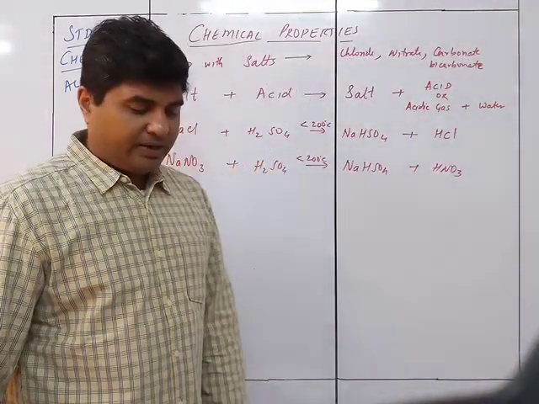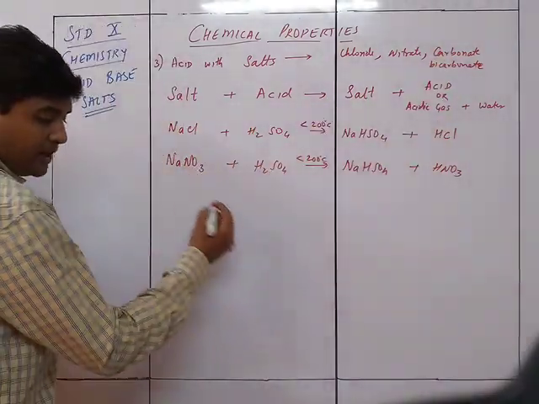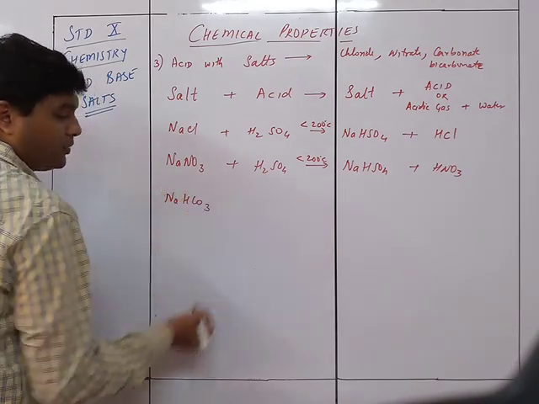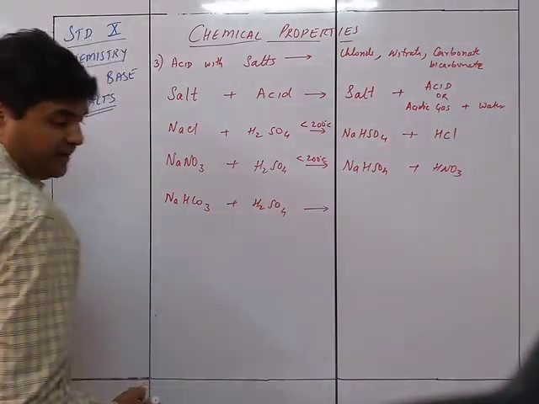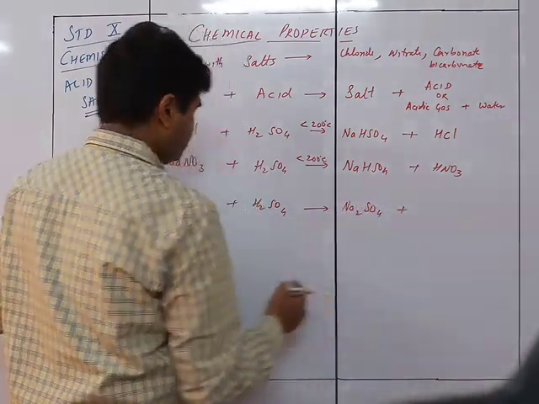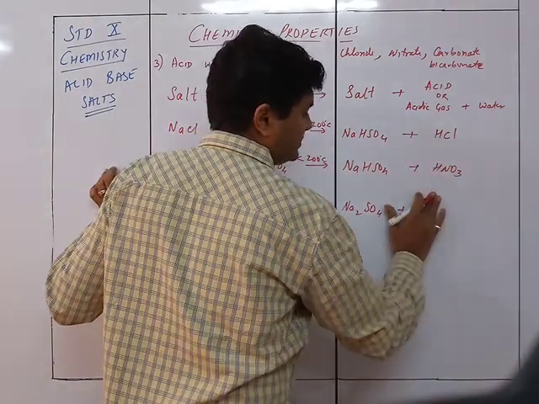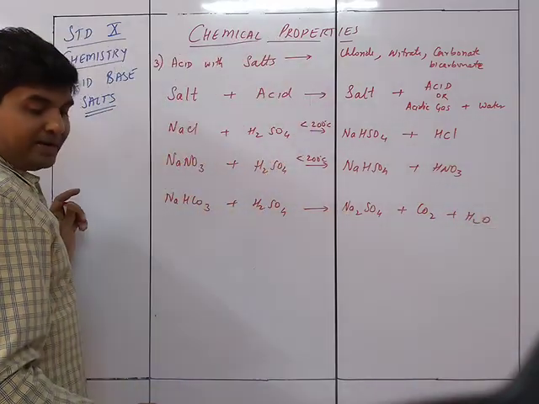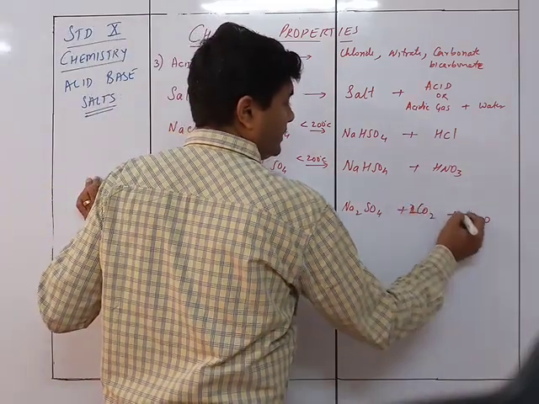Now we come to the next one, carbonates and bicarbonates. So let's see a carbonate and a bicarbonate. First, let's say NaHCO3, a bicarbonate, plus H2SO4. You're going to heat it and you get Na2SO4 plus, carbonates will always give me an acidic gas, that is CO2 plus H2O. You can balance this equation by putting a 2 here, 2 here and a 2 here.